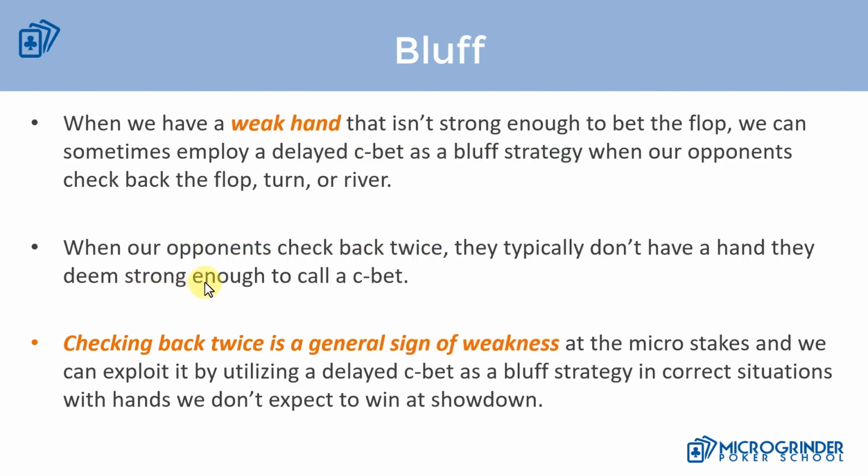So those are the three different reasons. With the delayed c-bet, we can delay c-bet to slow play and induce our opponents to bluff. We can slow play to pot control our medium strength hands, and we can slow play to potentially look to bluff on later streets with our weakest hands.